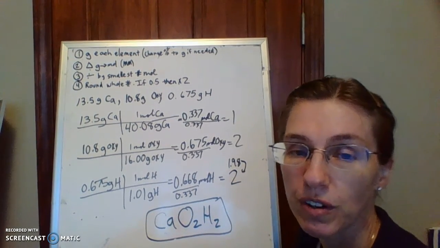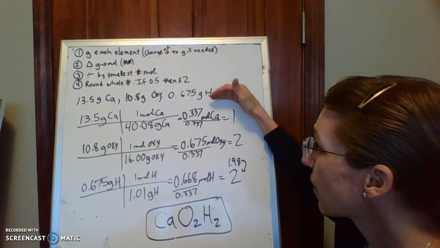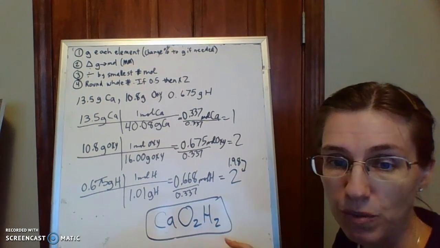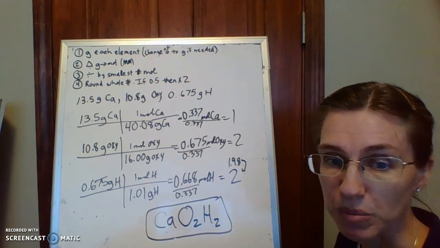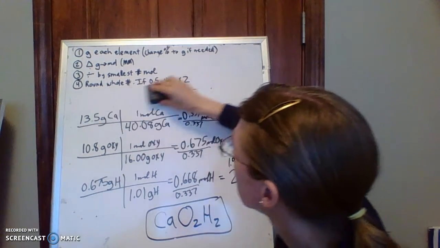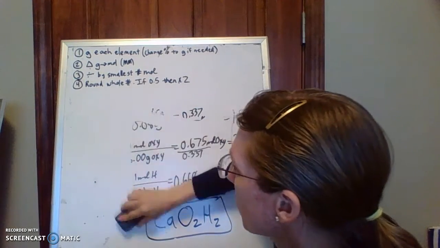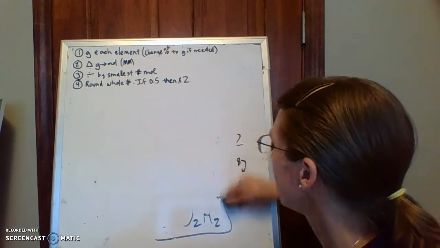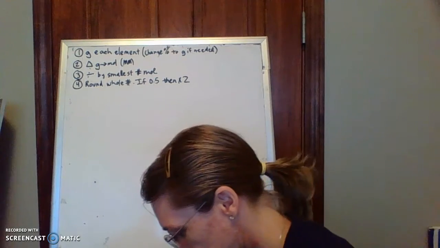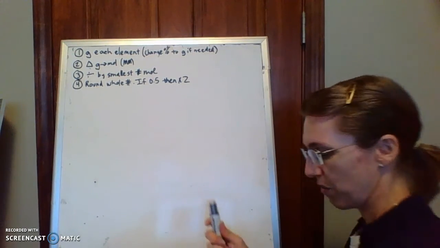So that's a fairly straightforward one. We started with grams. We got whole numbers for our final answers, and we just put those whole numbers as the subscripts. Let's go ahead and do another one. And this one has a little bit more of the quirks in it that you might find in some of the empirical formula problems.